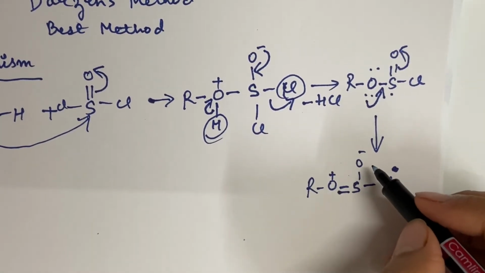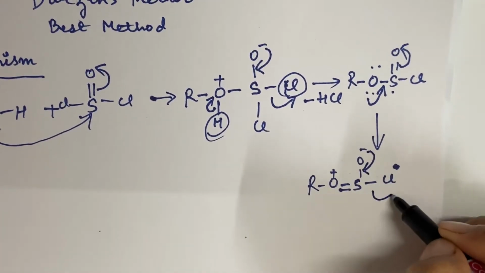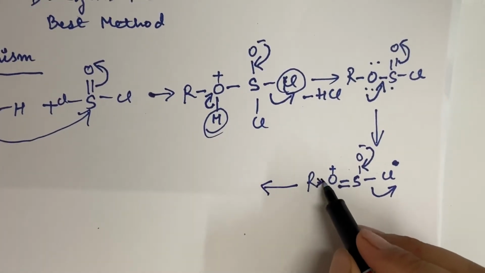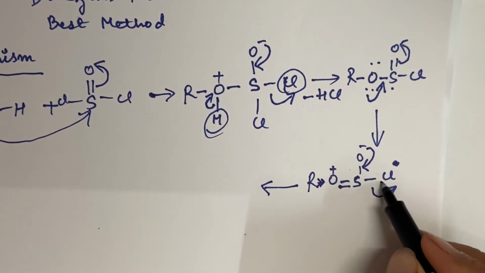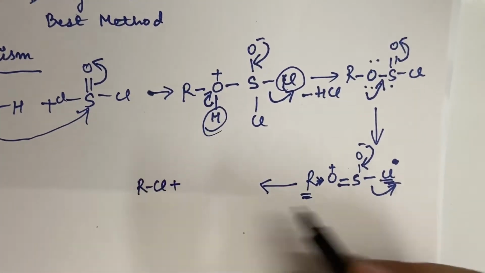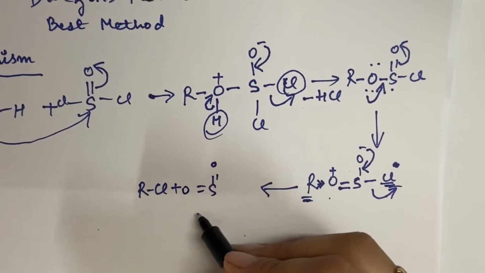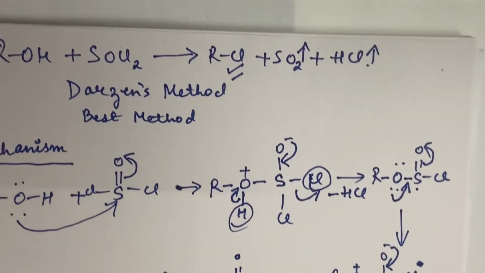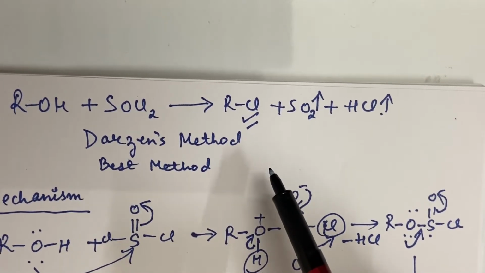So what will happen in the next step? In the next step, this O negative will come again here and chlorine will leave from here. Then this R will give electron to this oxygen positive. So this chlorine and this R will react with each other and they will form RCl. And what is this? S double bond O will leave here. And what is this called? This is nothing, this is SO2 only. So this is the reaction in which you are reacting alcohol with SOCl2. Then this method is called Darzens method.